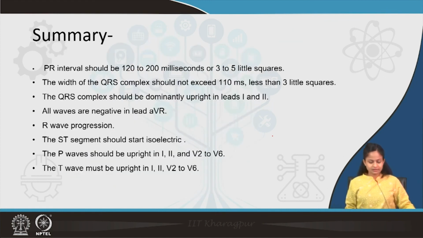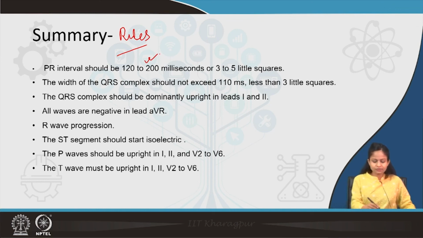So, the summary is the main rules you have to remember while reading the ECG. When you get an ECG paper, you should check these rules. The PR interval, as I told you, should be within 5 boxes. So, it is 120 to 200 milliseconds or 0.1 to 0.2 seconds. The width of the QRS complex again should be within 2.5 boxes. That means it should not exceed 0.1 seconds or 110 milliseconds.